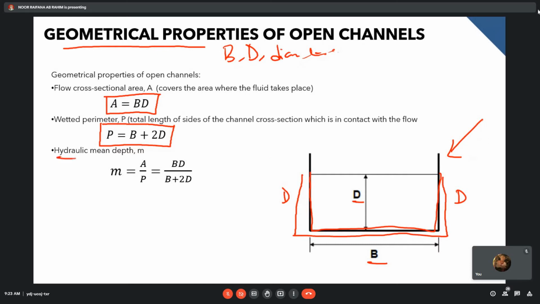So hydraulic mean depth, the equation for hydraulic mean depth is A over P. Kena ingat. Ada certain buku dia pakai R, tapi sama lah R or M. So M equal to A over P. Jadi kita tahulah tadi, this is the area, this is the wetted perimeter. So ni kena tahu. Okay, that one is for rectangular channel.